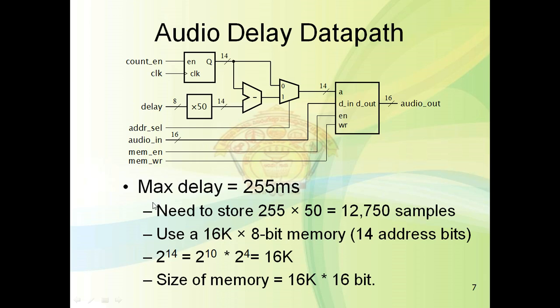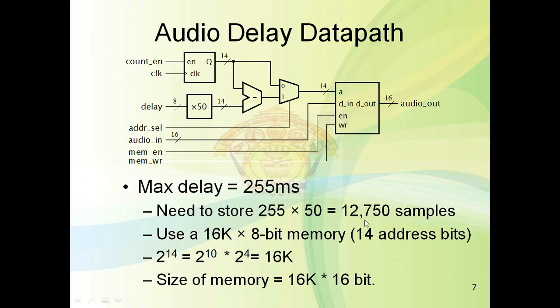So maximum delay will be equal to 255 into 50 samples, that is equal to 12750 samples we require to store. In the worst case, the maximum samples will be 12750 samples. Now, to store this, how much memory size do we require?